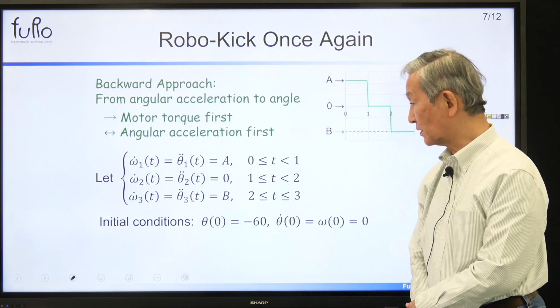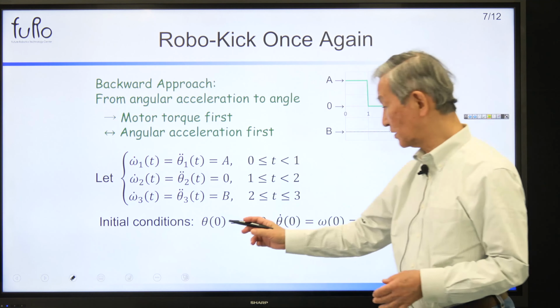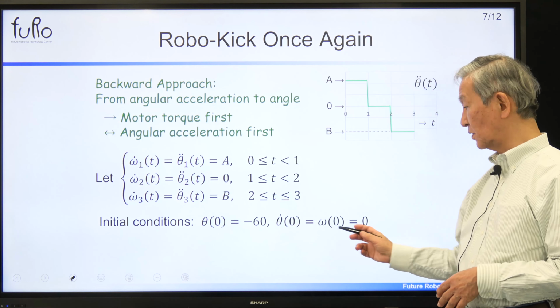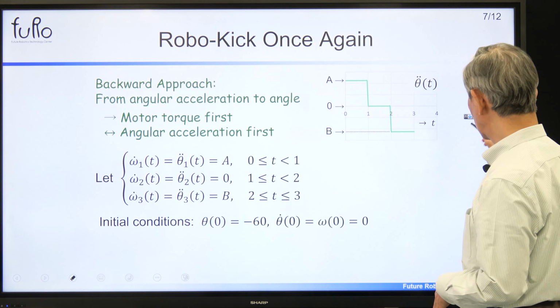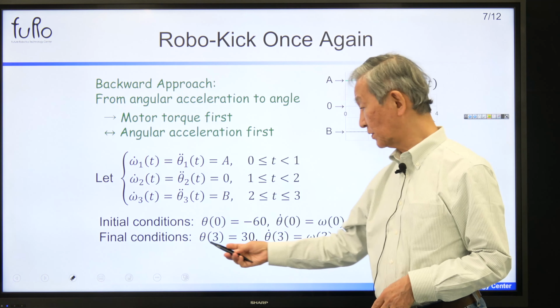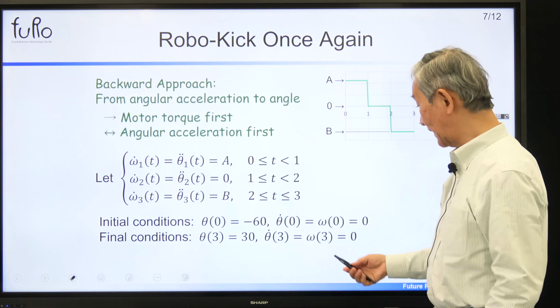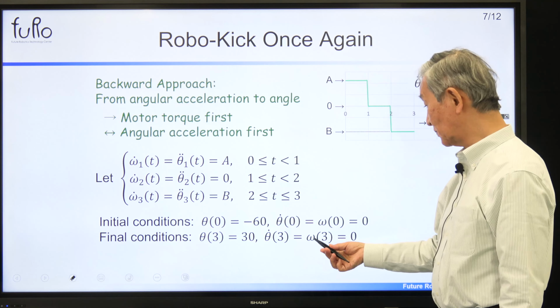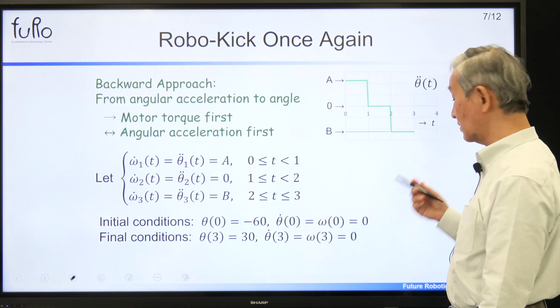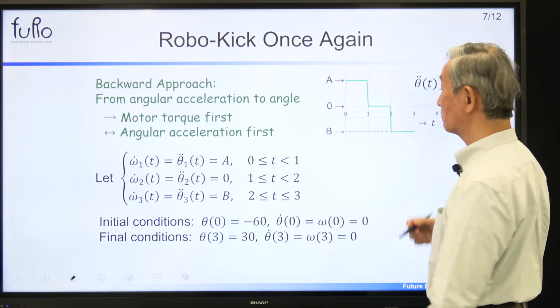So initial conditions. Remember, theta 0 was minus 60 and theta dot 0, omega 0, was 0. And the final condition we had was theta 3 is equal to 30 degrees for the kick, right? And then theta dot of 3, omega 3, is equal to 0. You have to stop there, right?